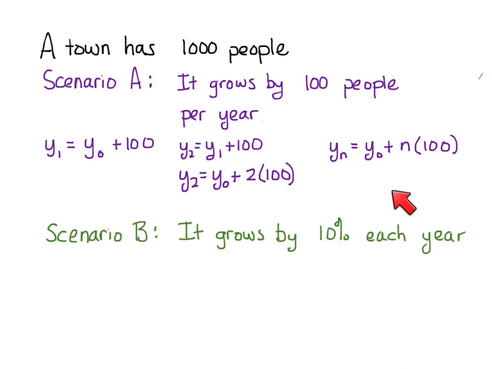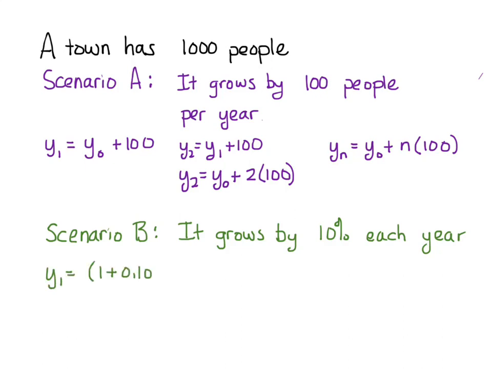I'll have a numeric example on the next slide, but this is basically a linear formula where this is the initial value, like your y-intercept, and this is the number of years times the rate of change, which is the slope in the case of a line. And so there's our general formula for the first scenario.